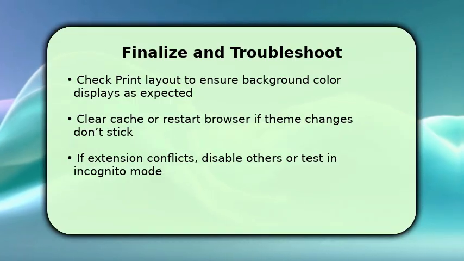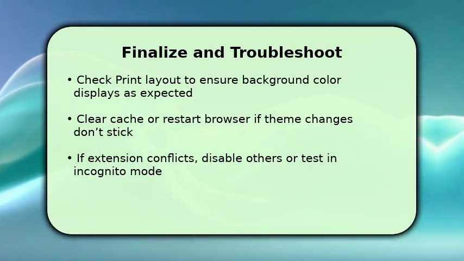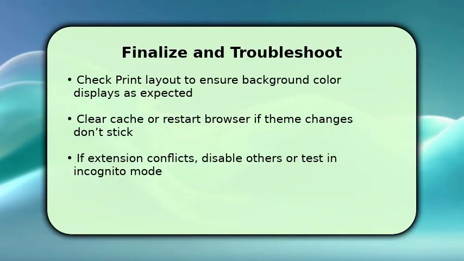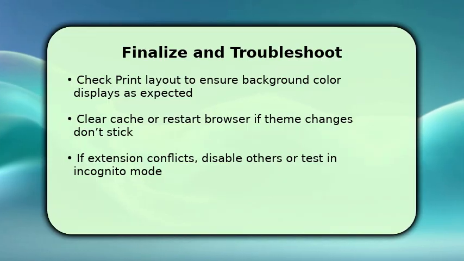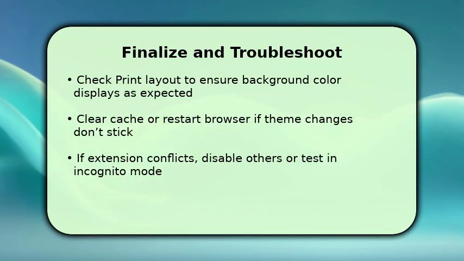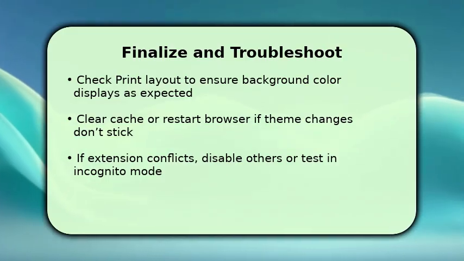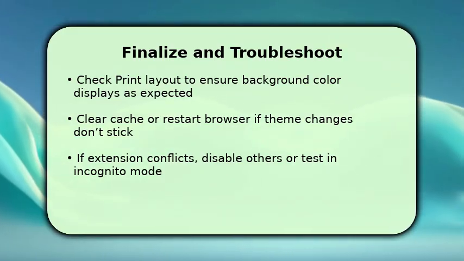If your dark background doesn't persist, clear your browser cache and restart Chrome or toggle dark mode off and on again. This resolves most theme glitches. If an extension is interfering, disable other extensions or test in an incognito window. Make sure to save page setup as default.